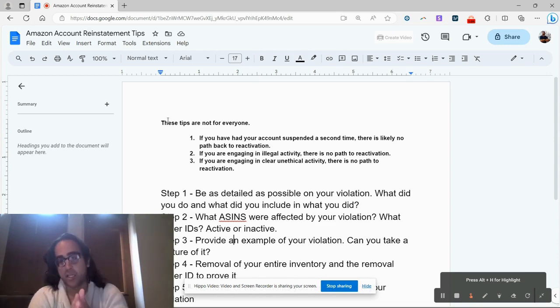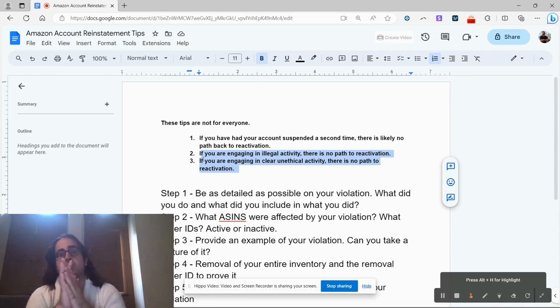If you're engaging in illegal activity, for example, you're selling something but you're not actually selling whatever it is that you're saying you're selling. You're just a drug dealer, and you use the Amazon platform just to send orders. If Amazon catches you, you will more than likely not ever get an Amazon account back. If you're engaging in clear unethical activity, there is more than likely no path back.